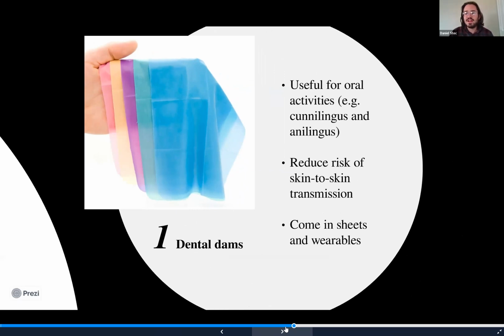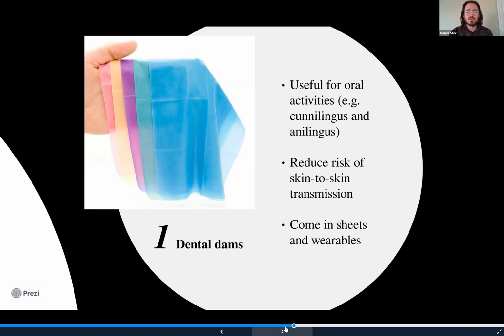So a lot of people ask, why is it called a dental dam? Dental dams are a thin layer that is used for cunnilingus, oral sex, and also can be used for analingus or rim jobs. It's interesting that the dental dam was actually invented in 1864. That was for dental procedures, dental practice. The dental dam was used to separate one tooth in the mouth and protect against contamination.